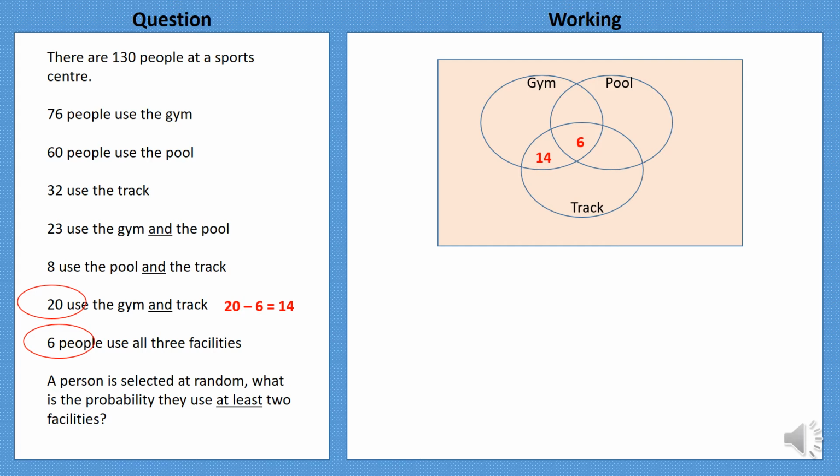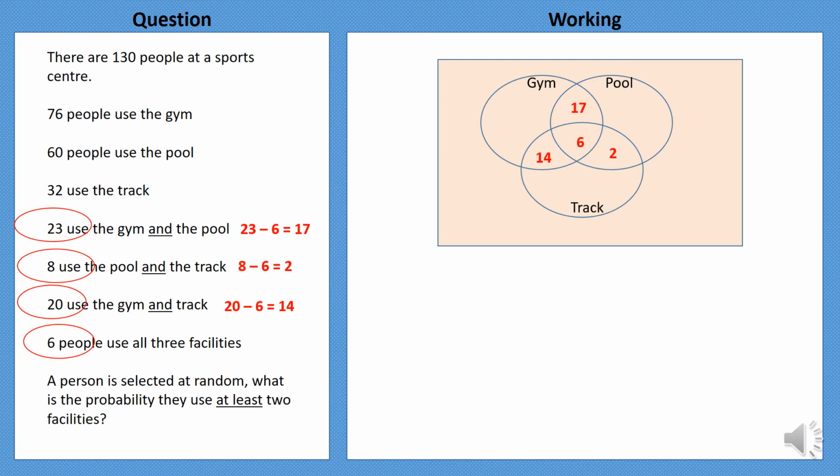We're going to work through the next 2 bits of information and do exactly the same. So 8 people use the pool and the track, but I've already got 6 of them accounted for in my Venn diagram. So I need to do 8 take away 6. I can put 2 in that intersection there. 23 people use the gym and the pool. And again, 6 of those people have already been accounted for. So I need to do 23 take away 6, which is 17. And I can put that in that intersection there as well.